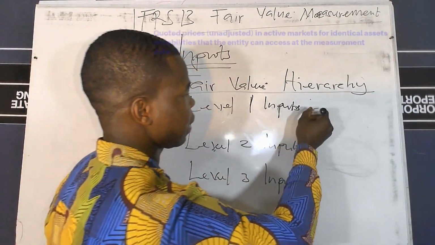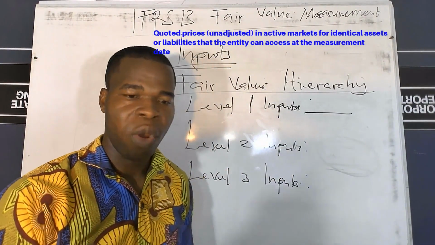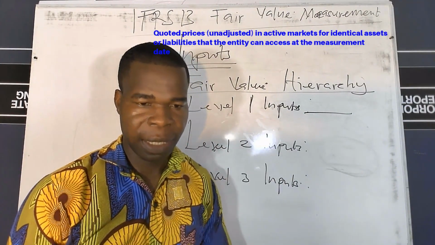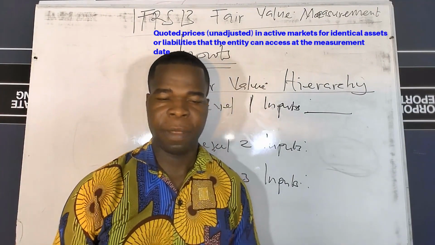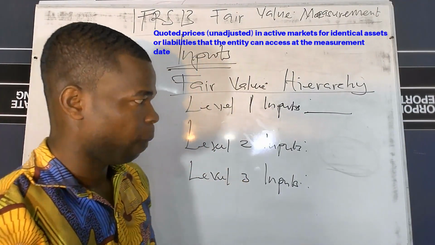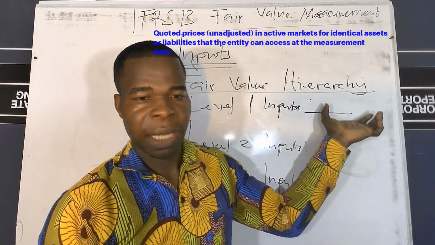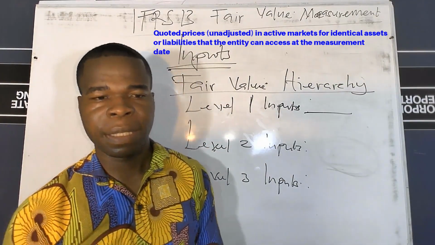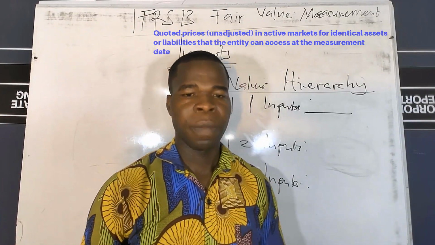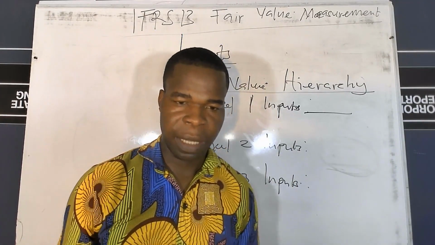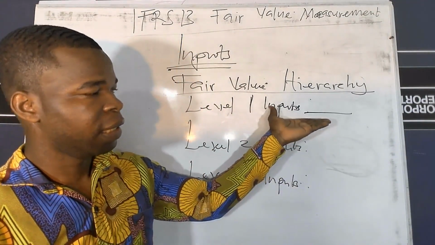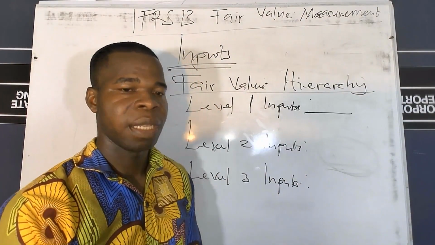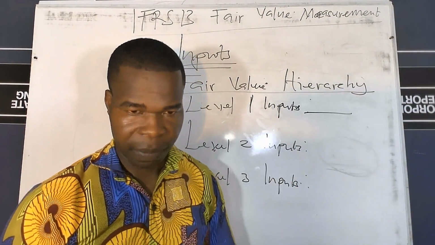With the first one, we are saying that they are the quoted prices that are unadjusted in an active market for an asset or a liability that can be accessed by an entity at the measurement date. That is level 1. An example would be the share price of a stock in a stock exchange market. That is level 1.